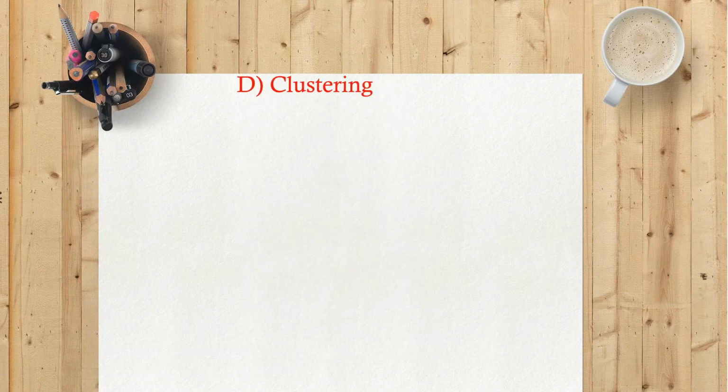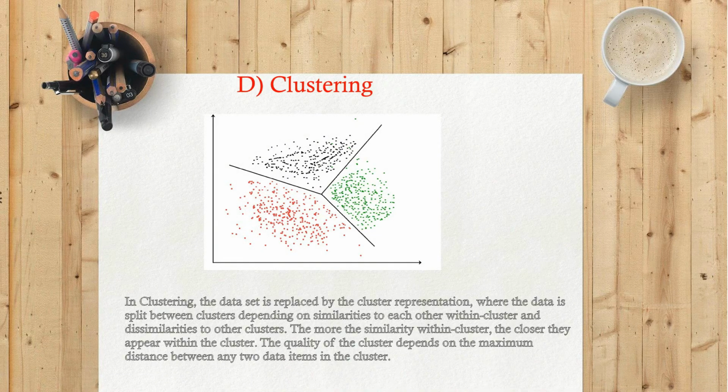D. Clustering. In clustering, the dataset is replaced by the cluster representation, where the data is split between clusters, depending on similarities to each other within the cluster, and dissimilarities to other clusters. The more the similarity within a cluster, the closer they appear within the cluster. The quality of the cluster depends on the maximum distance between any 2 data items in the cluster.